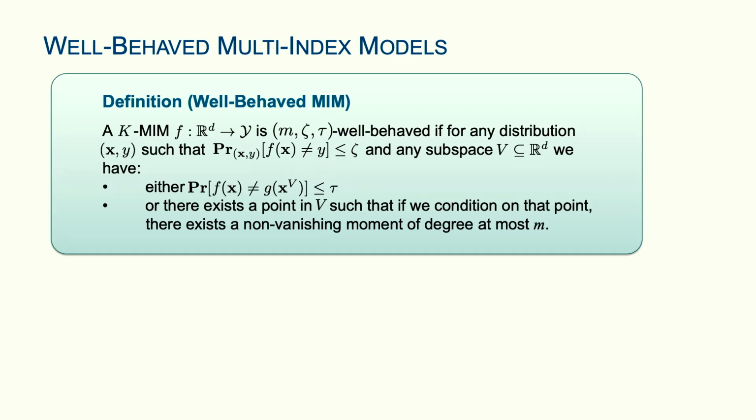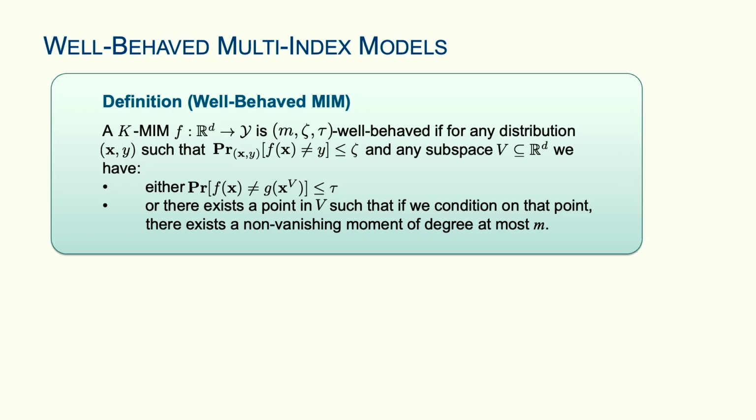If you have a multi-index model, we call it well-behaved if it satisfies the following condition. If you take any subspace V, which is not necessarily the hidden subspace, and we don't restrict the dimension of V, either this subspace is a good enough approximation, which means that you can use it to learn the function, or by computing moments of x conditioned on the value of y and the projection on this subspace, we can learn some previously undiscovered direction in W. Now, this seems like a weird condition, right? But it turns out to characterize the complexity of the problem.